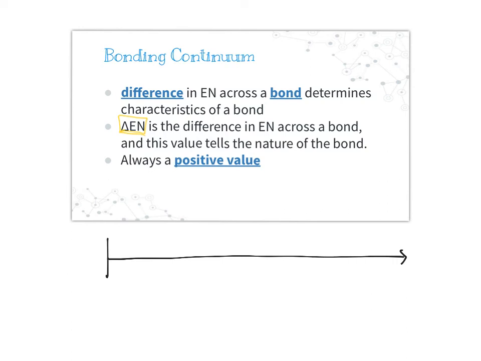So the bonding continuum can have a few different electronegativity values. If we have a difference in electronegativity between two elements of 0, we know that this is a non-polar covalent bond. Covalent because they are still sharing their electrons equally. Some examples were diatomics, but there's a couple others on your periodic table.